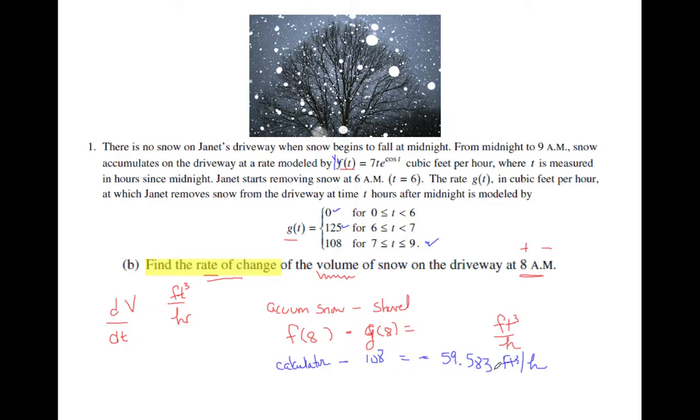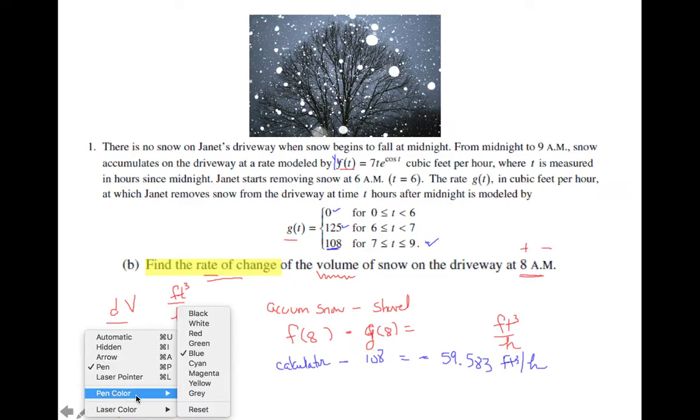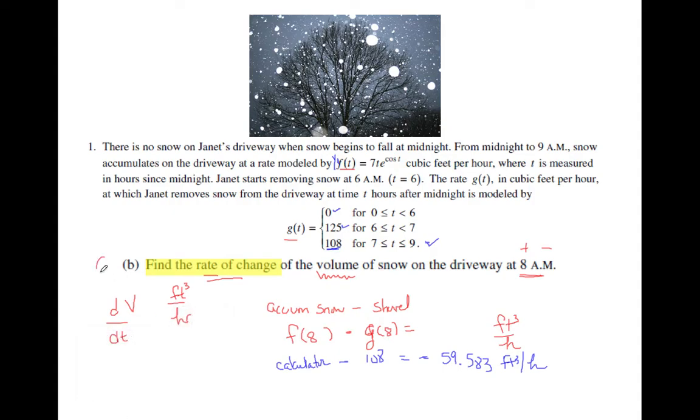And what you get out of this is negative. What does that mean? The rate of change is negative, so that means the snow is doing what on the driveway? Right, decreasing. I mean, I hope it's decreasing. But notice it's decreasing at a rate less than she's shoveling because the snow is still falling.